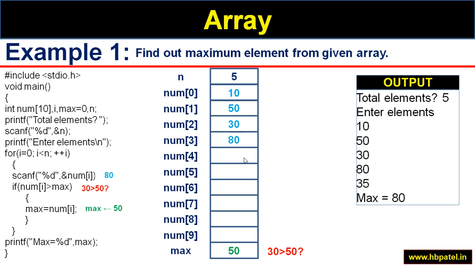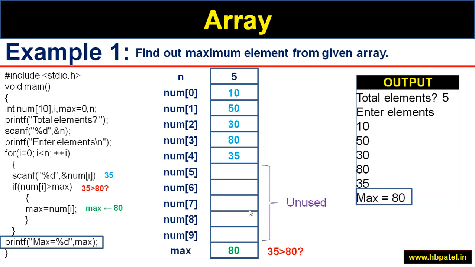Then next value is 80. 80 is greater than 50? Yes, so this 50 will be replaced by 80. So now the new value of max is 80, and last is 35. So 35 is greater than 80? No, so 80 will remain there. By the time, now 1, 2, 3, 4, 5, this loop has already repeated 5 times, so it will come out. And at that time, what is the value of max? Max is 80. So it will print max equal to 80.